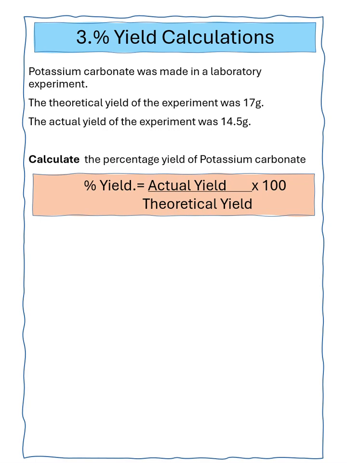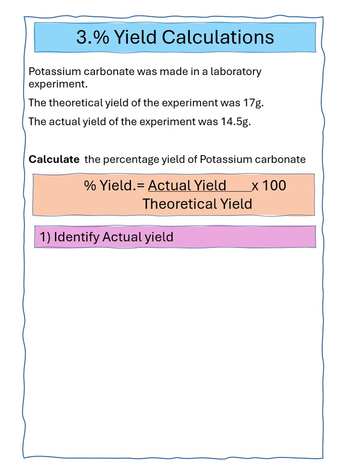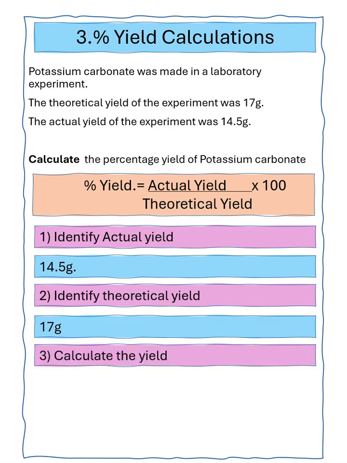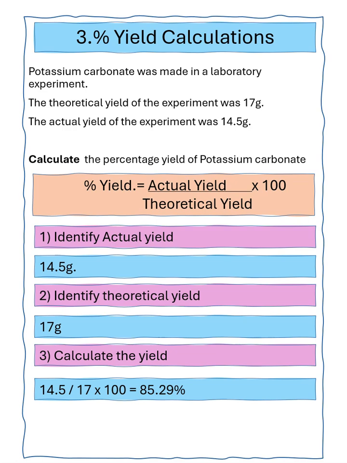So we're going to use the equation percentage yield equals actual yield divided by theoretical yield times by 100. First thing we're going to do is identify the actual yield. So from this experiment, the actual yield was 14.5 grams. Secondly, we need to identify the theoretical yield. So in the experiment, theoretical yield is 17 grams. We then calculate the yield by putting the numbers into the equation. So 14.5 divided by 17 times it by 100 to turn it into a percentage, and our percentage yield is 85.29%.